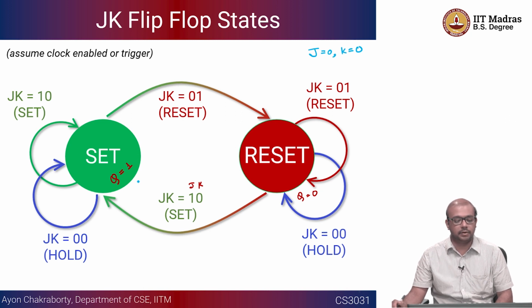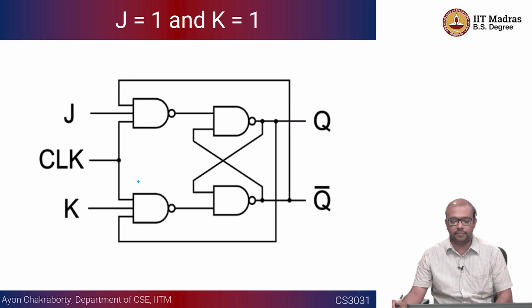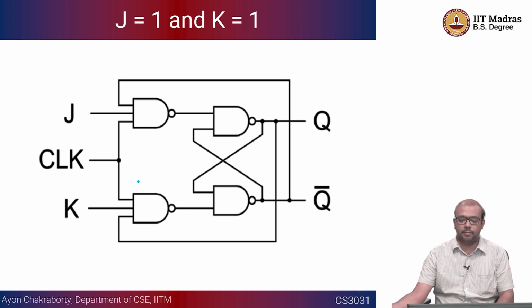Okay, so now we have one more condition that is left, where j and k are both 1. So we have already studied that if j equal to 0 and k equal to 0, this is going to lead to a memory hold state. We have studied a set, where we are putting j equal to 1, k equal to 0 to set the value of q, and j equal to 0, k equal to 1 to reset the value of q. Here both of them are 1. Okay, so we can try seeing what happens if both of them are equal to 1.